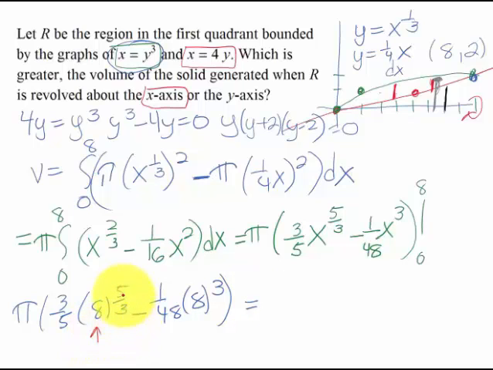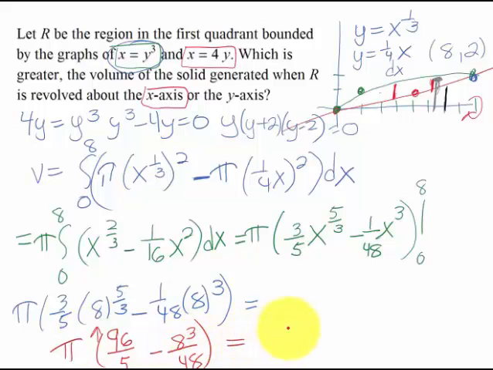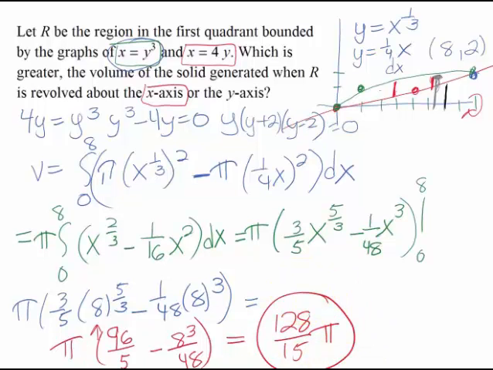Alright, as I do that now, I want to evaluate this. Remember, looking right here, that this means a cube root and then to a 5th power. So the cube root of 8 is 2, to the 5th is 32. So I would have 32 times 3, which is 96 fifths. And then here I have minus 8 cubed over 48, and that is all still multiplied by pi. So when I go ahead and cube this and get the common denominator, it looks like I get 128 over 15 pi.